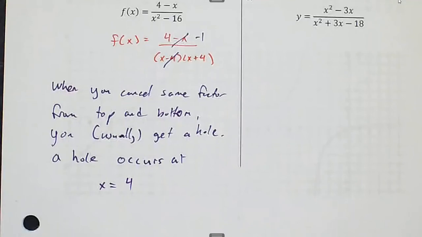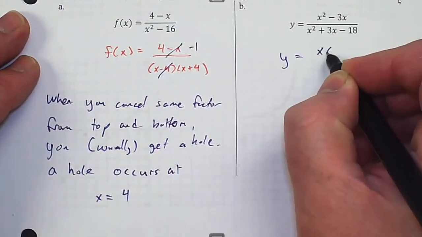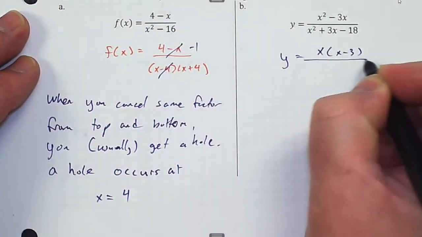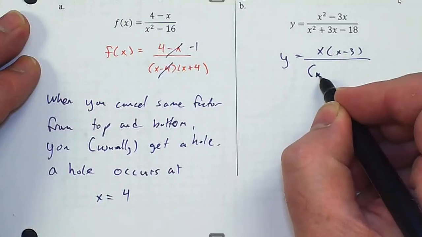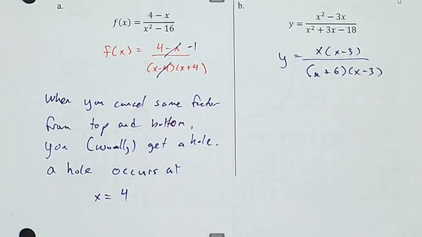I may have an example where that's not the case, but I would have to have another factor down below still of x minus 4. All right, let's try letter B. I'm going to factor the top and bottom. And this will factor as (x plus 6)(x minus 3). So again, we have the same factor on top and bottom.